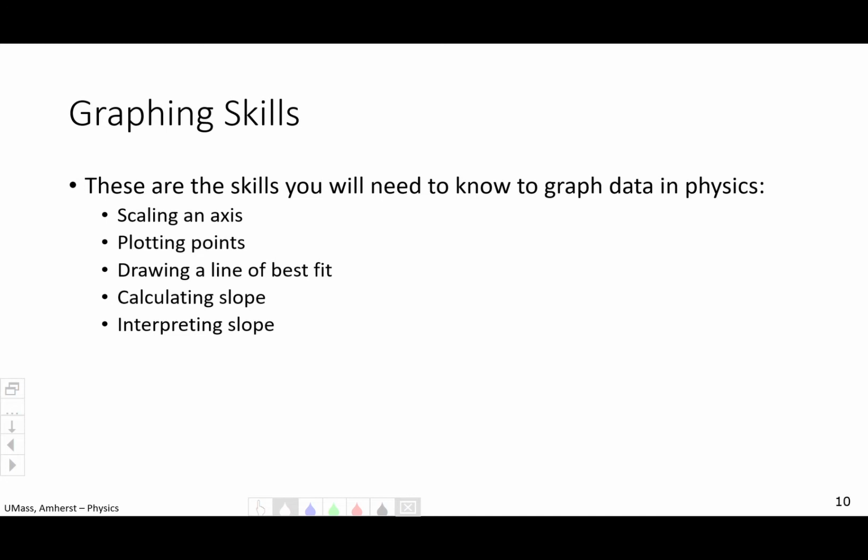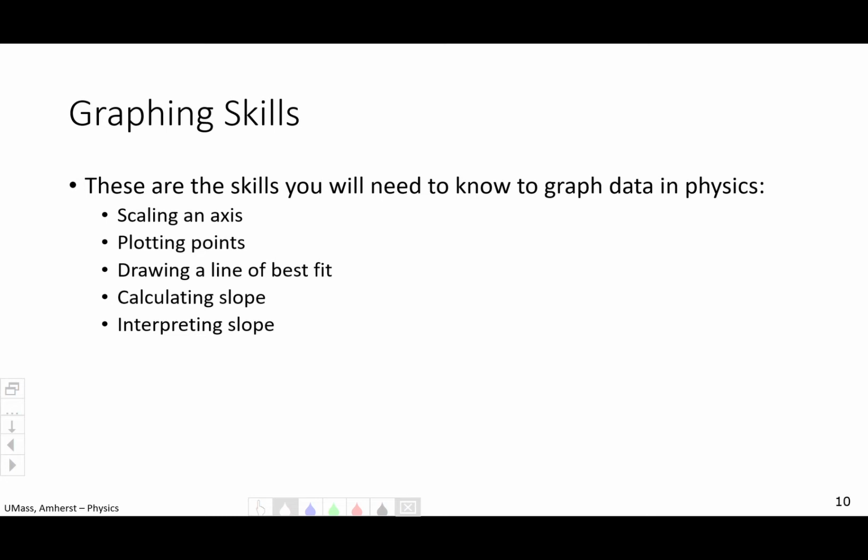The motivation to make a graph when you have data is that in physics, we're looking for relationships between two different variables. So if I increase this, what happens to this other thing? The best way to visualize that relationship between those two variables is through a graph.